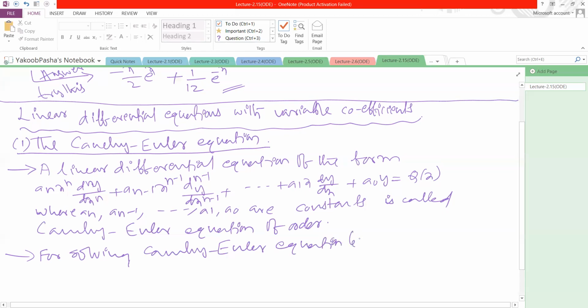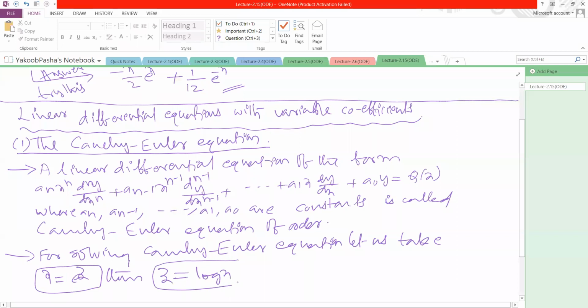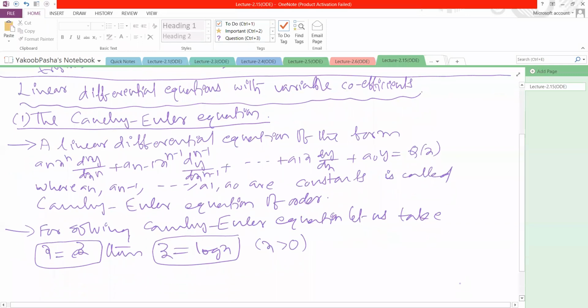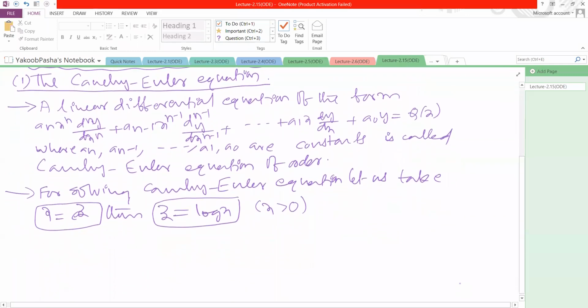Let us take x is equal to e power z. It is important. We have to take x is equal to e power z. When x is equal to e power z, then z is equal to log x. Here x should be a positive number. That means log is defined in the open interval 0 to infinity.